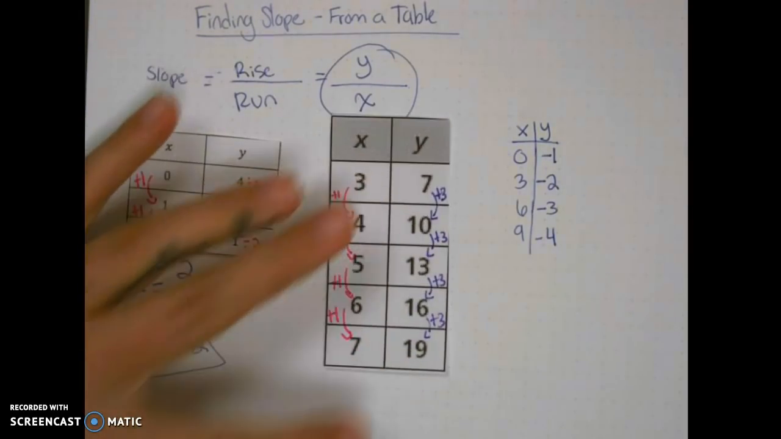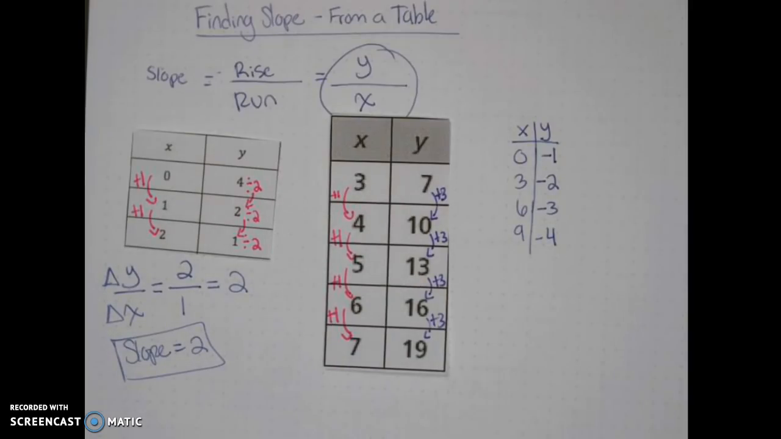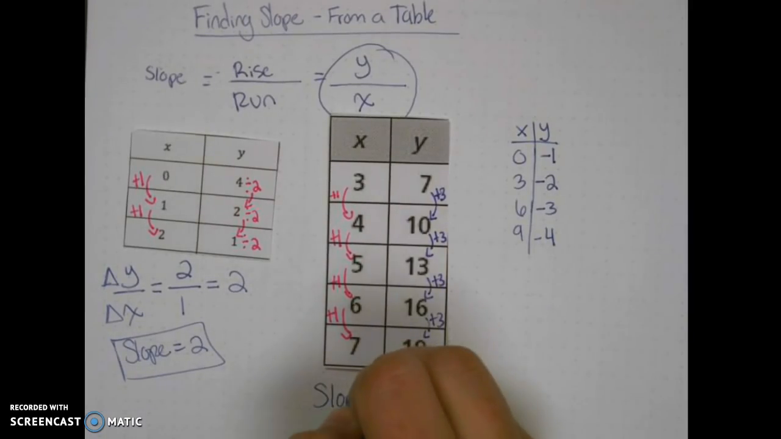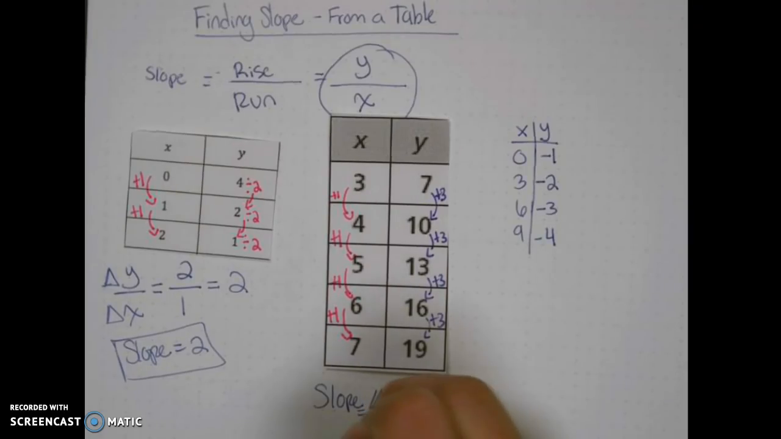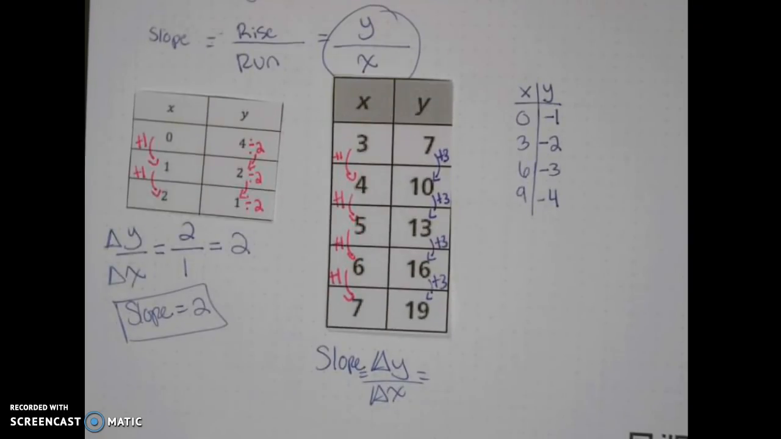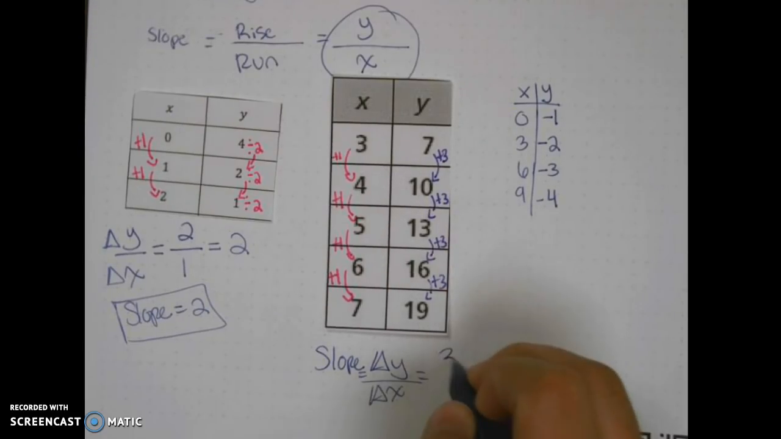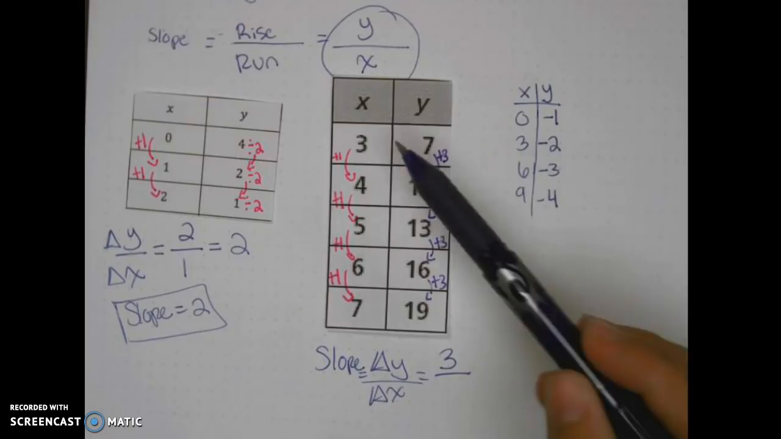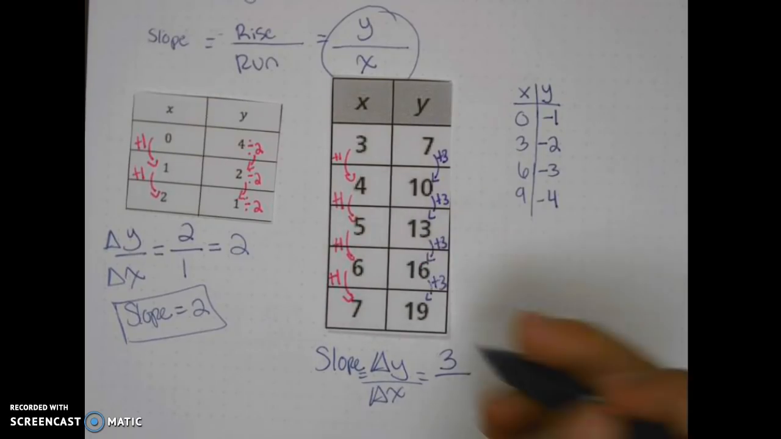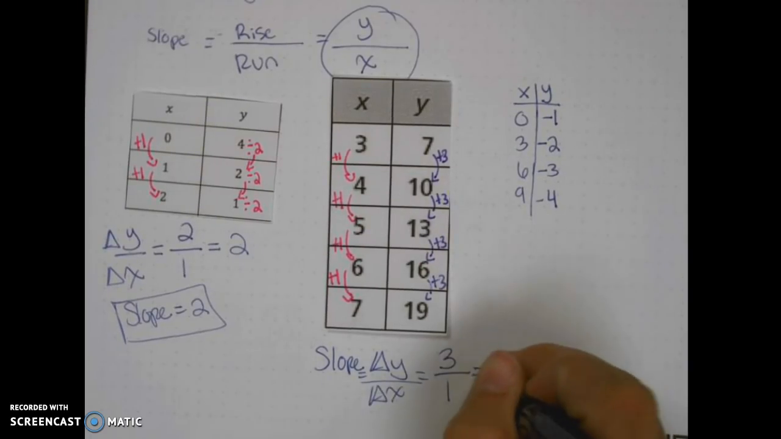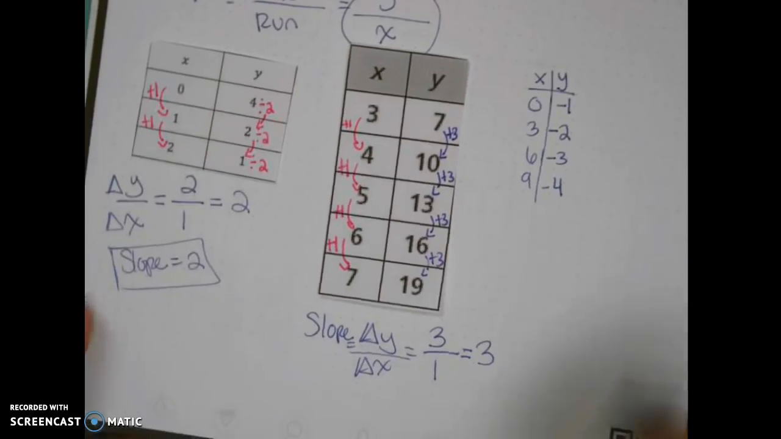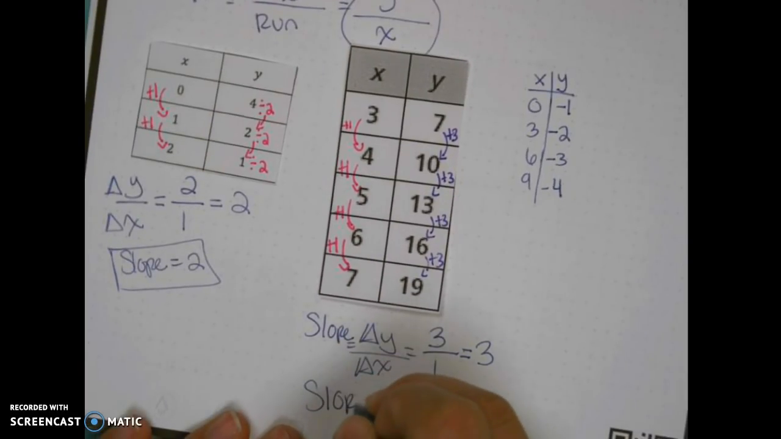So, since we know that y over x is our slope, the change in y over the change in x, so for y, it's increasing each time by 3, and for x, it increases by 1. 3 divided by 1 is still 3, so my slope is 3.